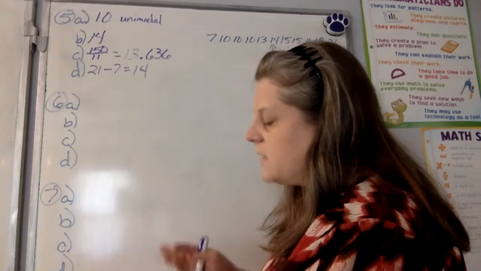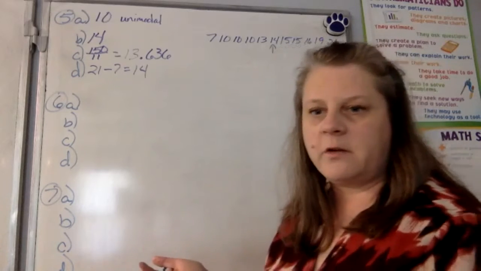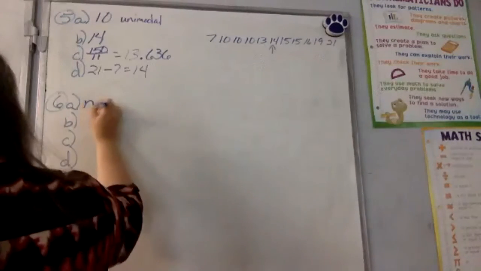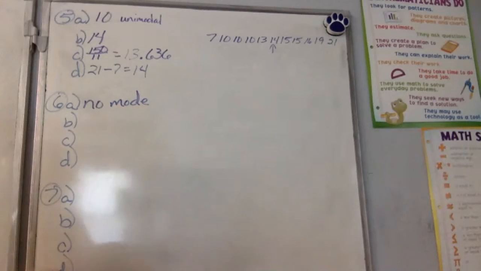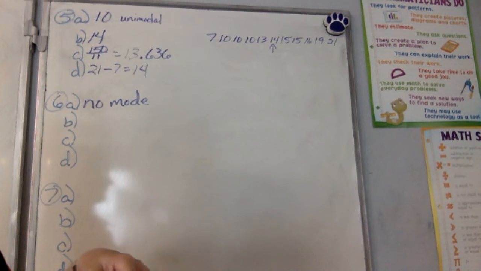So our first question is the mode. Is there any number that was repeated in her measurements? No. None of them are the same, so we just say it has no mode. Next one is median, correct? For the median, we put them in least to greatest.